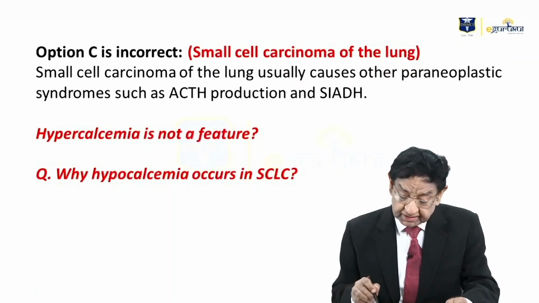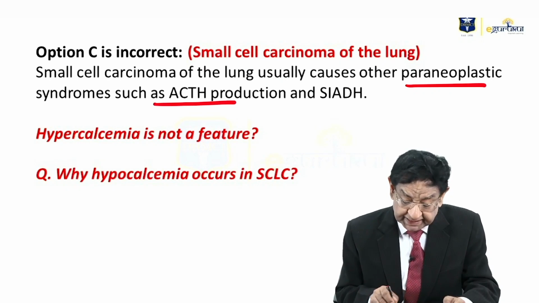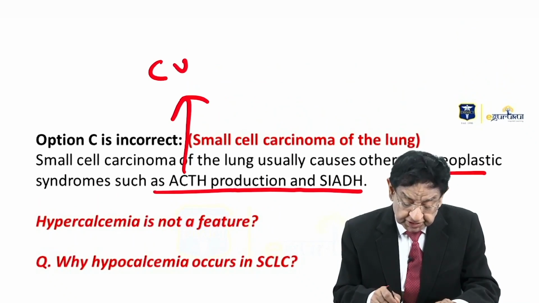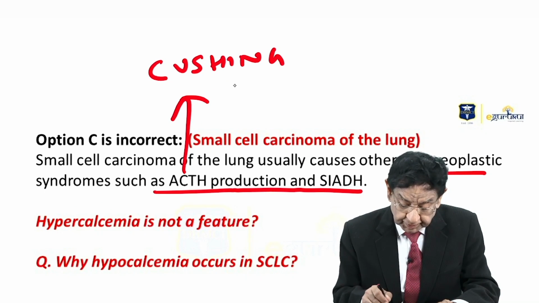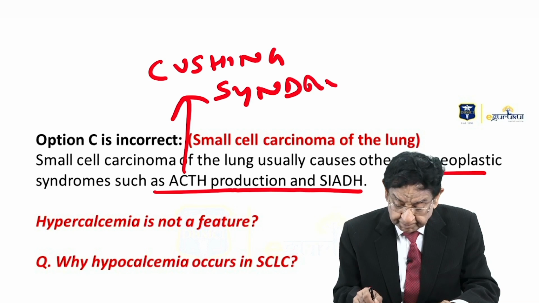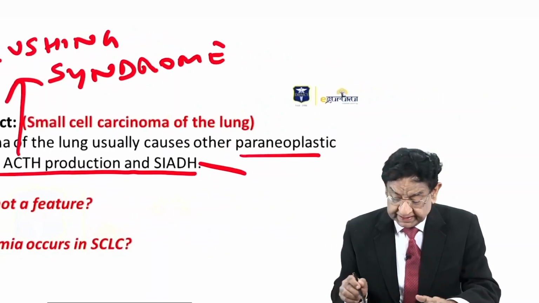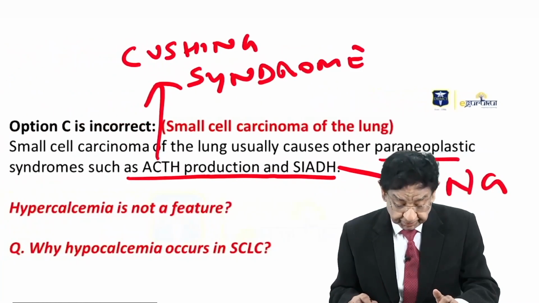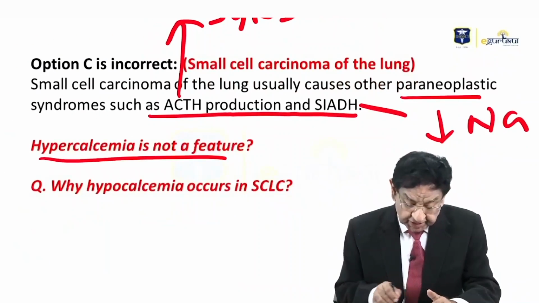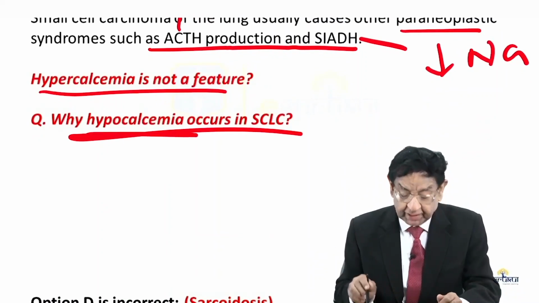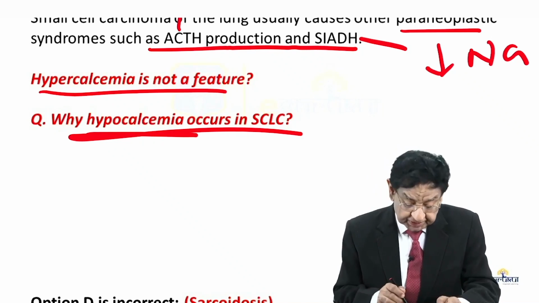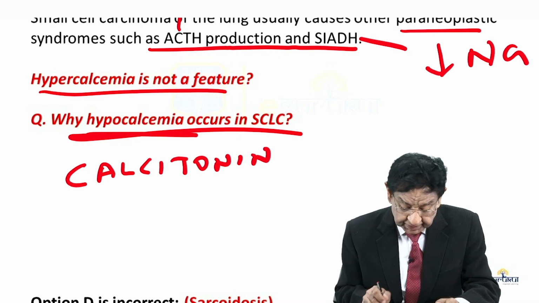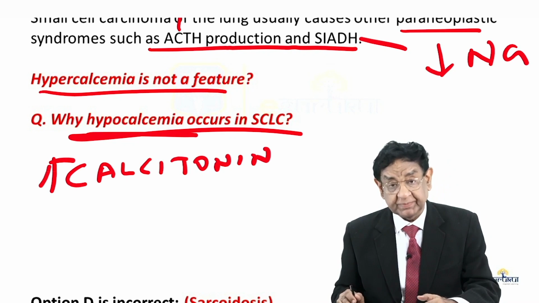Small cell carcinoma of the lung usually causes other paraneoplastic syndromes like ACTH production and SIADH. ACTH production leads to Cushing syndrome, and due to SIADH, it leads to hyponatremia. Hypercalcemia is not a feature; rather, in these patients hypocalcemia occurs in small cell. Why? Because these tumors also secrete calcitonin. Increased calcitonin leads to hypocalcemia.